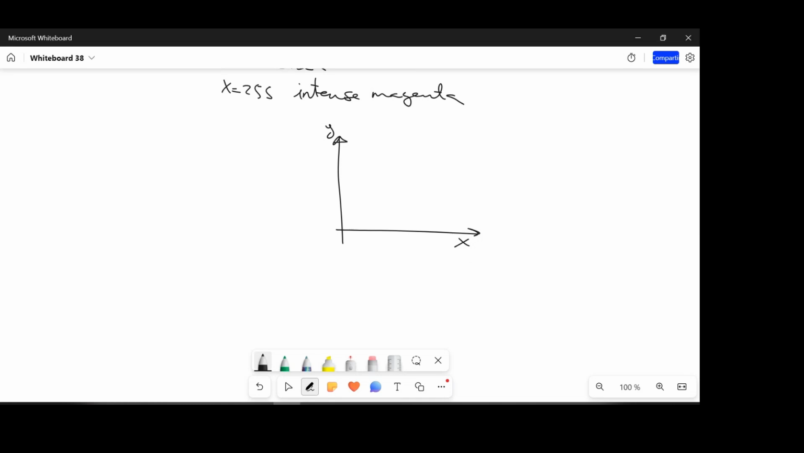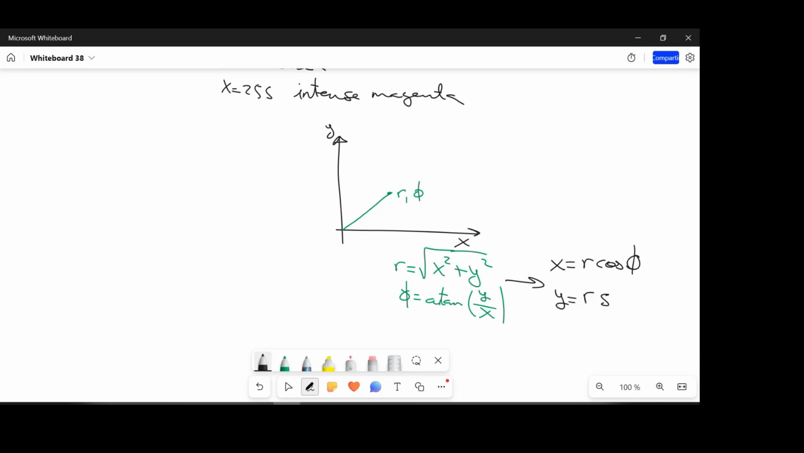So polar: x, y, you have a point here, and you know how to calculate r and phi there. r is the square root of x squared plus y squared. Phi is the arctangent of y divided by x. And if you want to go in the other direction, then x is r cosine phi, y is r sine phi.